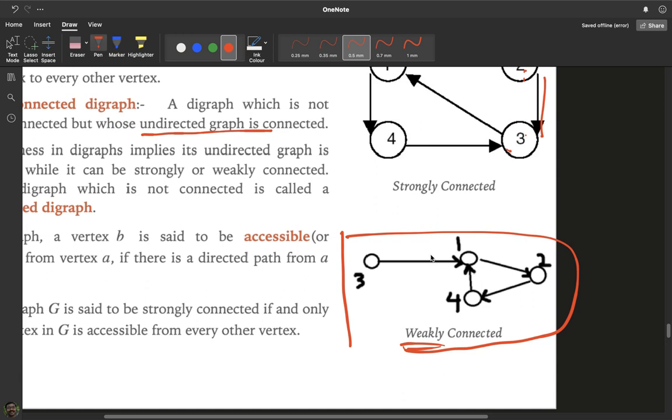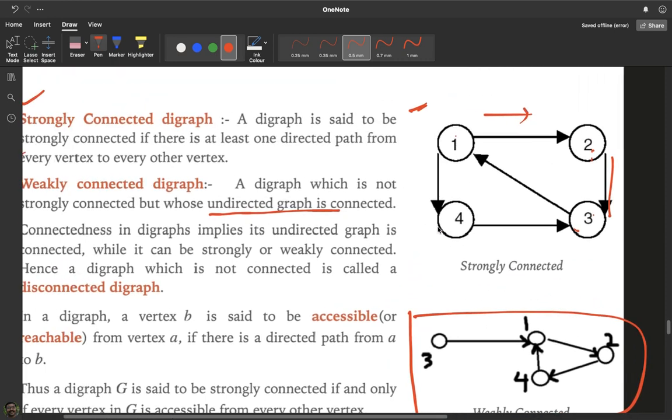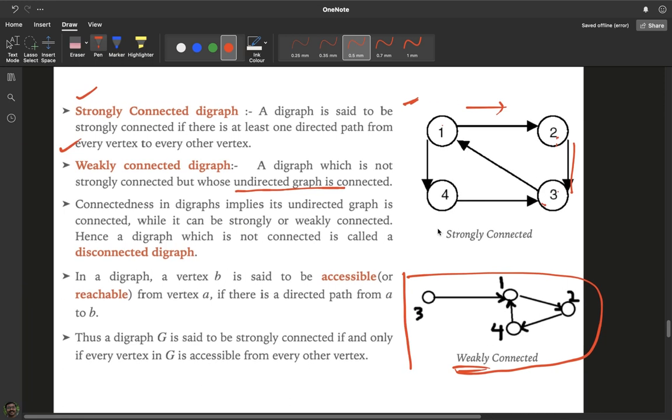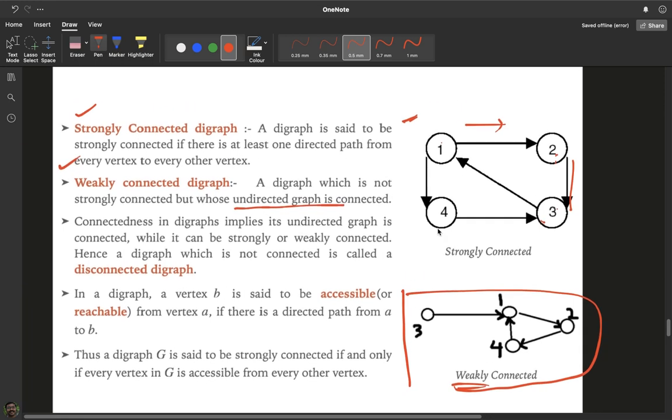here. But this graph is actually connected in the traditional sense. So I hope it is clear what we mean by a strongly connected digraph and also a weakly connected digraph. A weakly connected digraph is basically a connected graph, but it will not have a directed path between every pair of vertices. So these are examples. Remember some examples for examination.